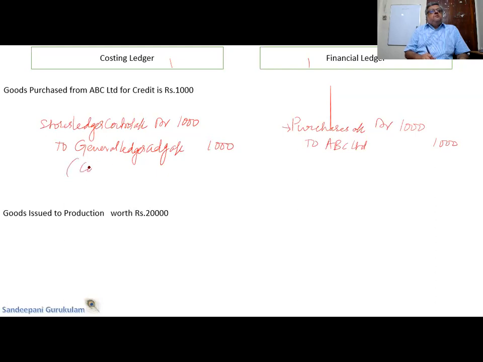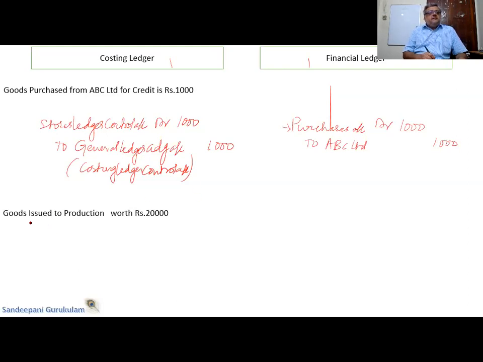This can also be costing ledger control account. Both are the same. The trick is that your real account and your personal account are translated as general ledger adjustment account. And your purchases, since you group the goods under purchases in financial books, you are grouping under stores ledger control account. So I think you are getting familiarized with how you populate the entry in financial books and costing books, right?